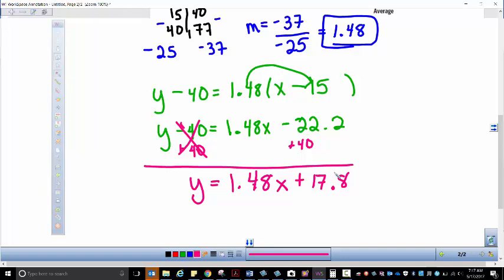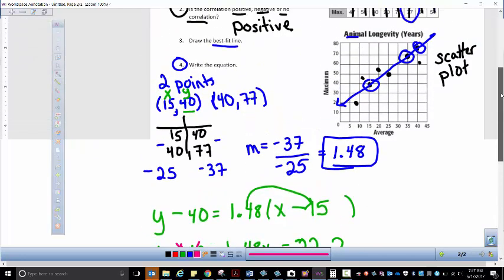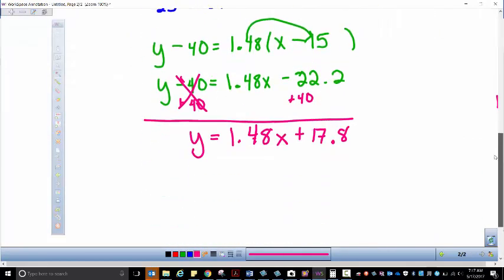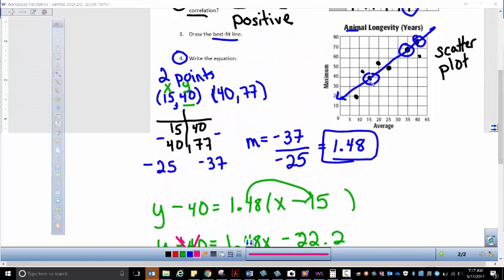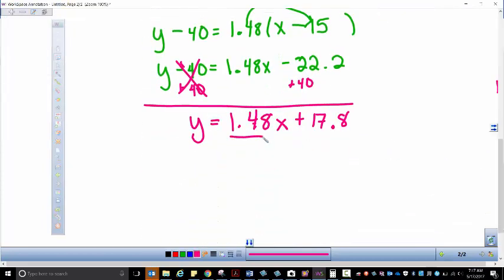Okay? So, if we go look up here, what that means is my slope is 1.48. So my slope is up 1.48 over 1. Okay, and it's hard to see because these are going by fives. So my slope is 1.48. So that's each year with the average and the maximum. And my y-intercept is 17.8.